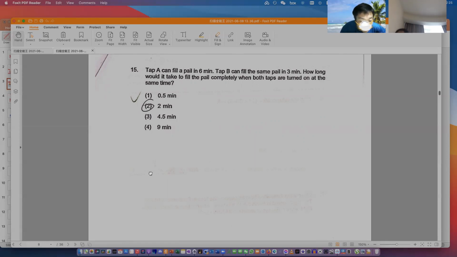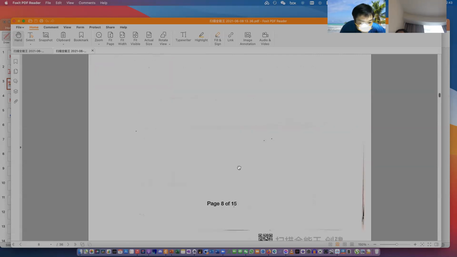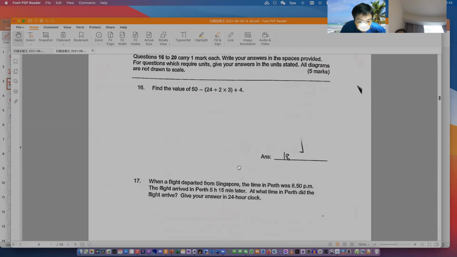But anyway, Yusing is actually picking up. She starts to do well for math, which is good to see. So for you, please keep at this very high level. I want my students to do very well in their exams.